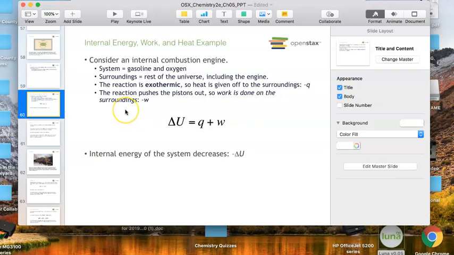All right, so the work is done on the surroundings, because the piston is pushed out when the combustion between oxygen and gasoline happens. The piston pushes down, and that's what ends up moving your crankshaft inside your engine. So the internal energy in the system decreases in this case because we have a negative value for our heat and a negative value for our work, because our work is being done on the surroundings.